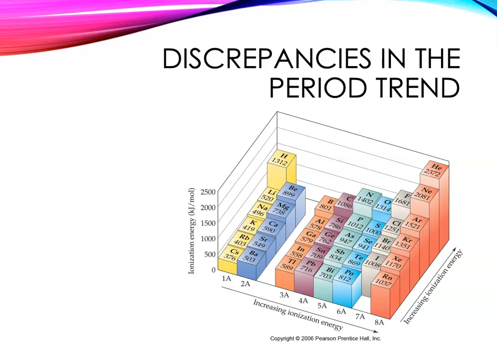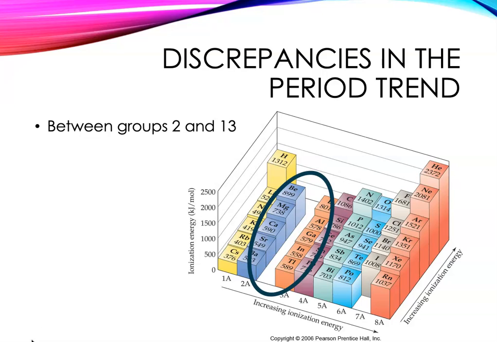There are some discrepancies in the trend, and AP Chemistry students should be able to discuss these. So there's a discrepancy between groups 2 and 13. We're not really paying attention to the transition metals here. But we do see this discrepancy between beryllium and boron, between magnesium and aluminum, where the trend doesn't quite hold.